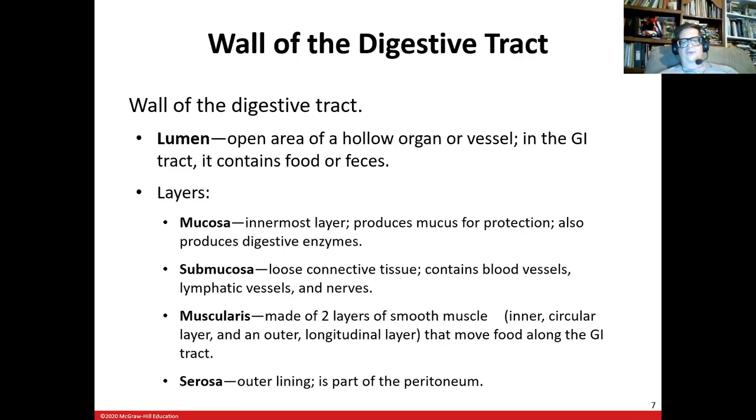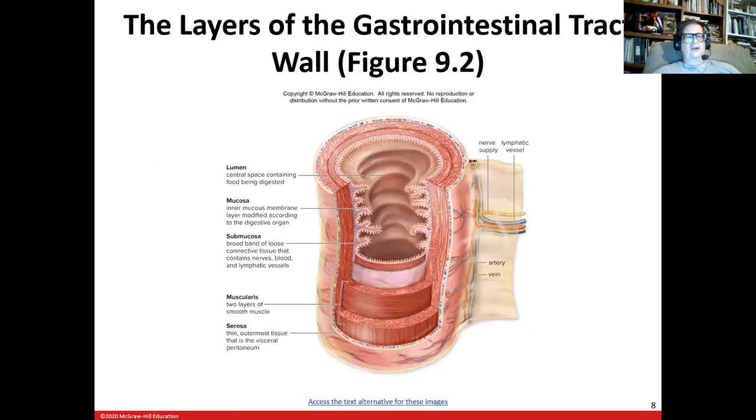Anyway, and then the serosa, the outer layer, it's also called visceral peritoneum. Remember, visceral, like very close, in this case, stuck to the organ, and because it's a serous membrane, the peritoneum, it's double layered and filled with lubricating fluid and very, very slippery. All right. So here we have a nice drawing.